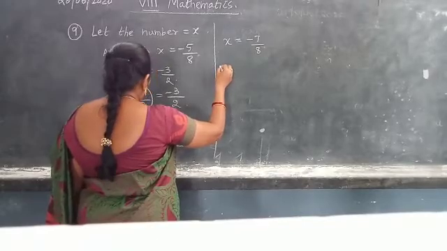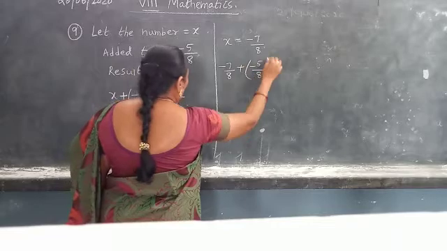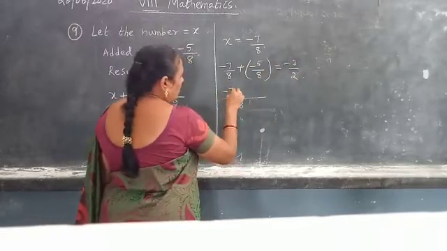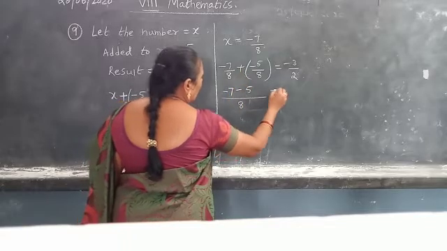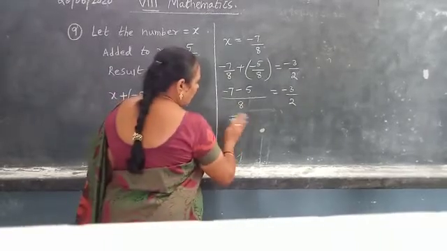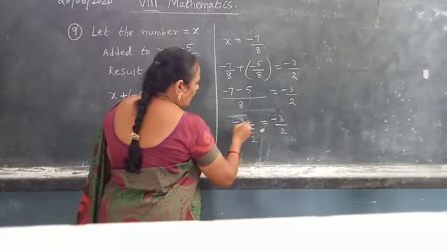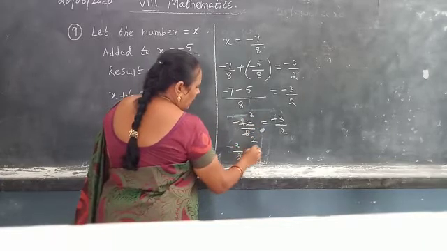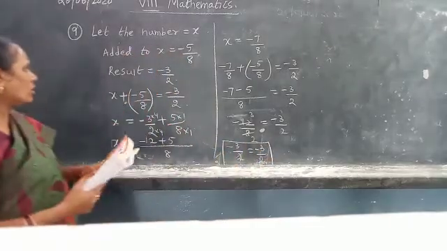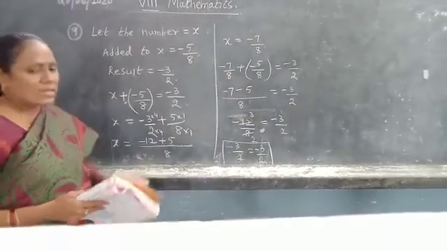We will see whether it will come or not. Minus 7 by 8 plus minus 5 by 8 is equal to minus 3 by 2. So LCM is 8, minus 7 plus minus 5. Minus 7 minus 5 is minus 12 by 8, which is equal to minus 3 by 2, since 4 2s are 8 and 4 3s are 12. Therefore the x value is correct, what we got should be added to minus 5 by 8 and gives minus 3 by 2.